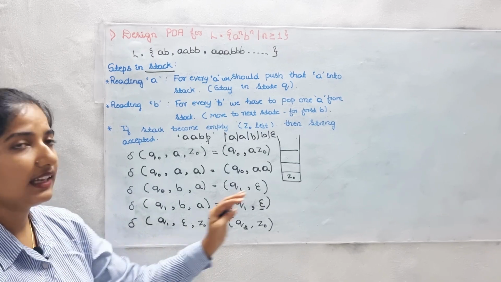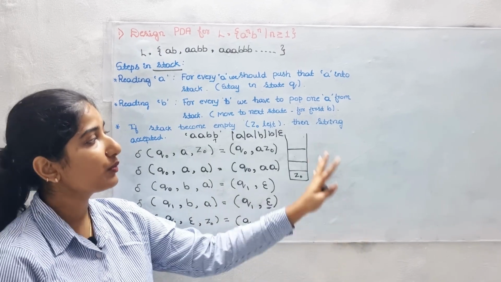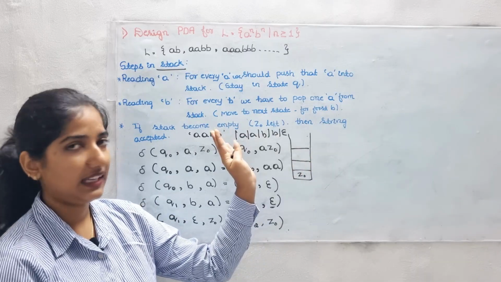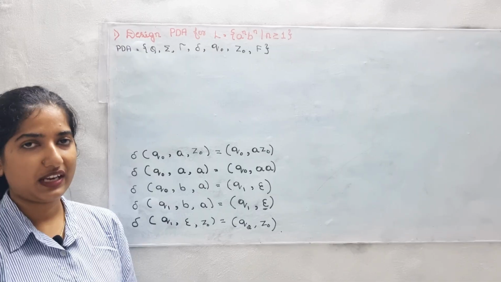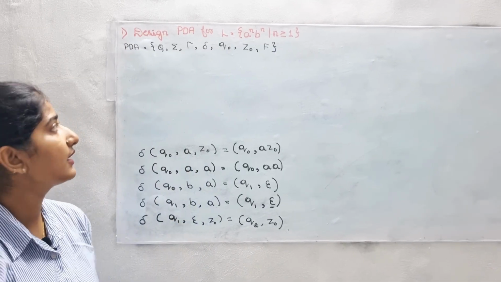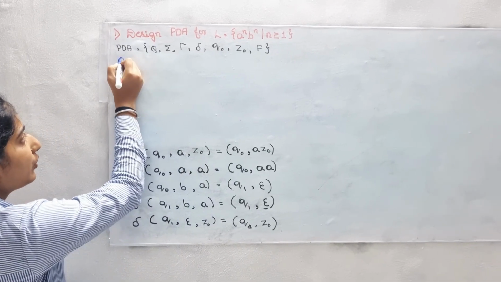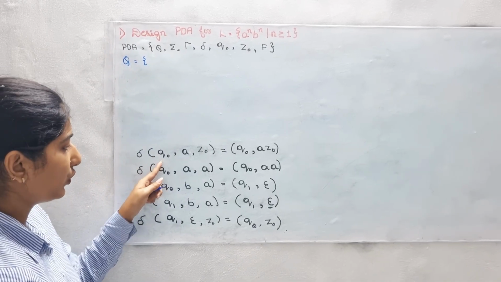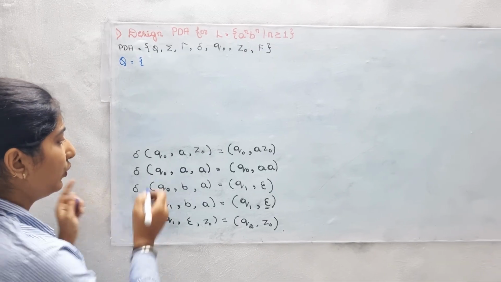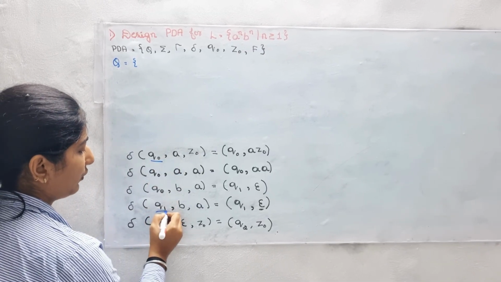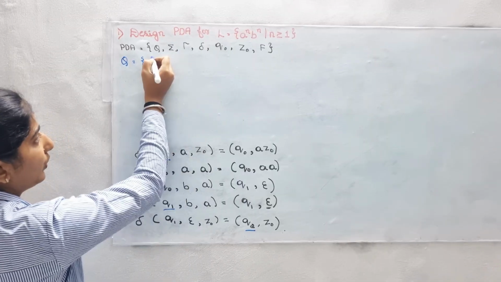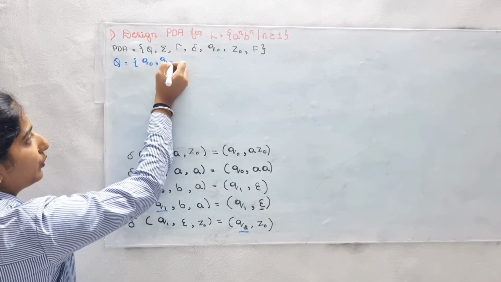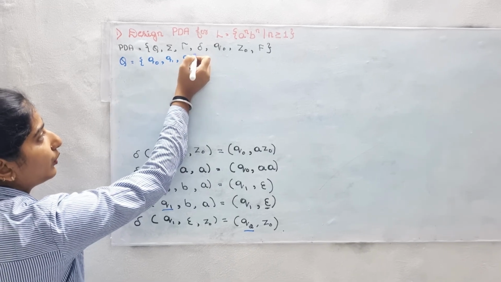Now let us write the transition diagram. But before that, let us write the formal definition of this PDA. Okay. So a PDA is defined using 7 tuples, right? So PDA equals Q. Q means the set of states. Which are all the states we have? We have Q0, Q1, Q2, right? So the states are Q0, Q1 and Q2.